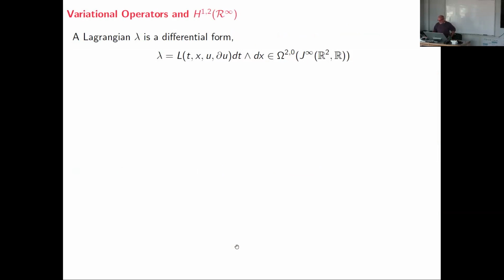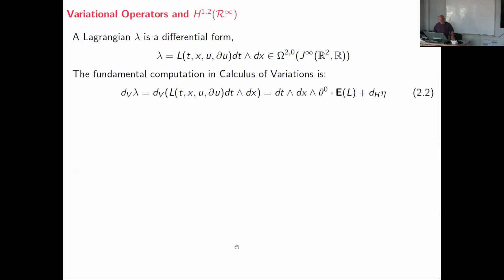I hope everybody's sort of following me. I want to explain why that cohomology is such an important spot. If you take a Lagrangian on the free jet space and you calculate its vertical differential, just how does it vary with respect to u and its derivatives, the fundamental calculation in the calculus of variations is that this becomes the Euler-Lagrange expression plus the horizontal derivative of the boundary term. So that's the fundamental formula in the calculus of variations on jet space and in terms of the bicomplex. Everything good so far?